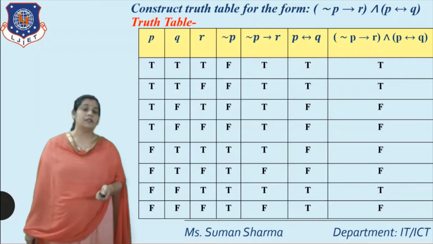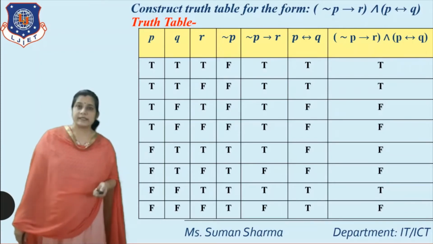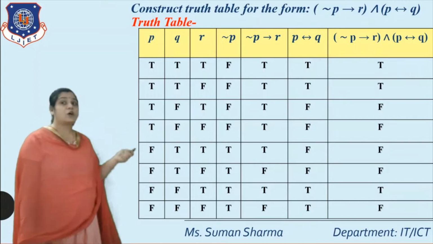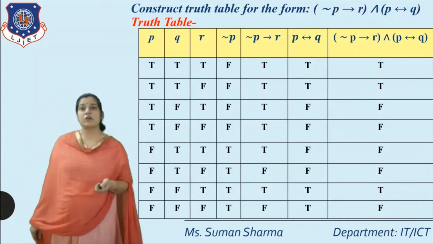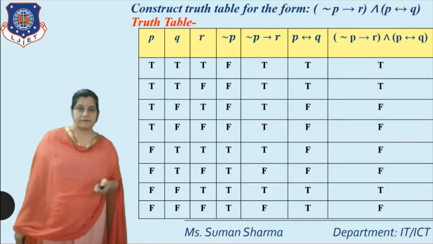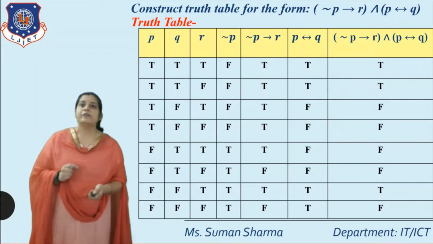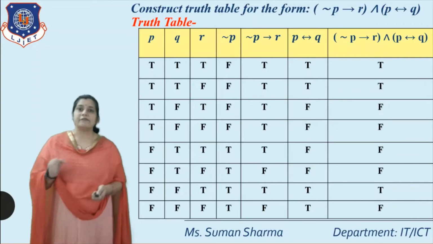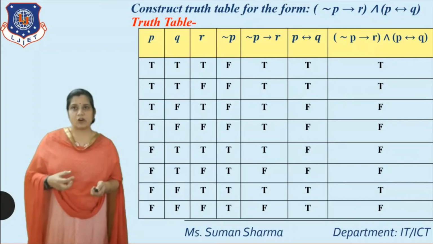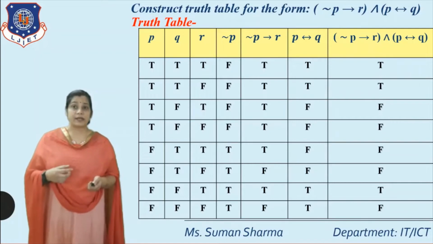If we have only two sentences, we write only P and Q. What is the process for P and Q? If we use only two sentences, we write P as T, T, F, F. This is your P. And Q is T, F, T, F. But in this example, we have three statements, P, Q and R.